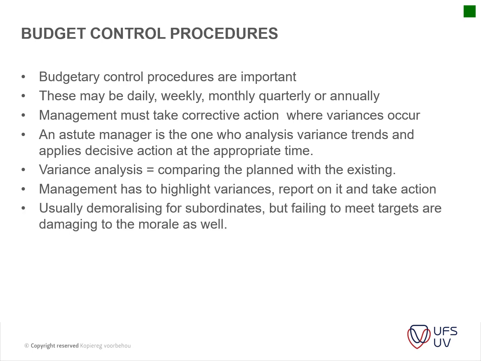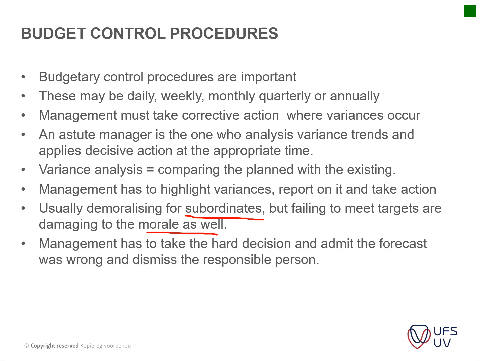Usually demoralizing to subordinates, but failing to meet targets is damaging to the morale as well. Okay, so if you do not meet your targets, it can be demoralizing to the subordinates, but you have to take decisive actions because if it's prolonged, it will have an even worse effect. Okay, management has to take the hard decision and admit the forecast was wrong and dismiss the responsible person. Forecasting should be realistic and achievable.